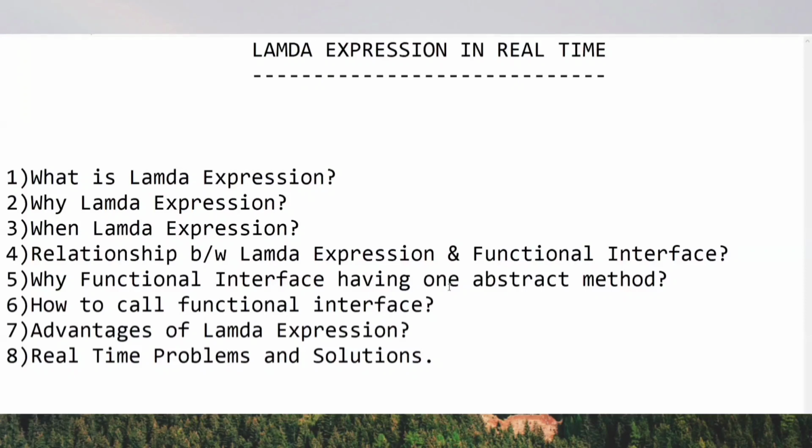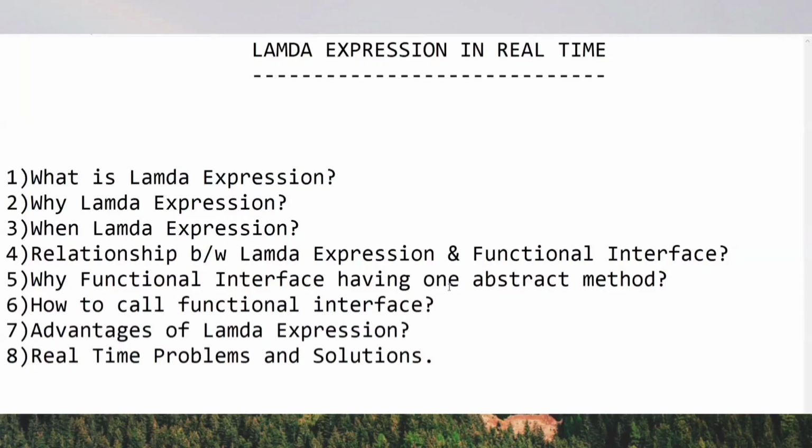So coming to the first topic, I have listed all the topics we are going to cover. The first topic will be what is Lambda expression. The second will be why Lambda expression. The third will be when Lambda expression. The fourth topic will be the relationship between Lambda expression and functional interface. The fifth topic will be why functional interface has one abstract method. The sixth is how to call functional interface. The seventh topic is advantages of Lambda expression. And the last topic we're going to cover is real-time problems and solutions.